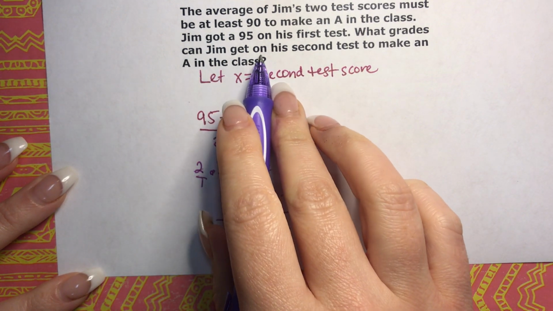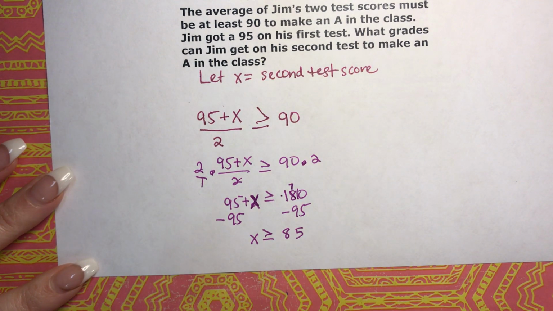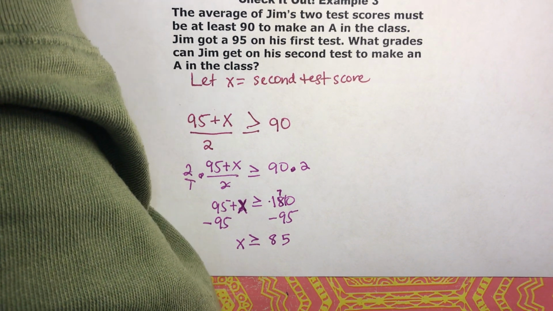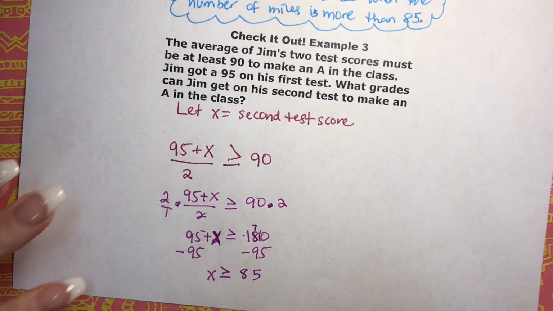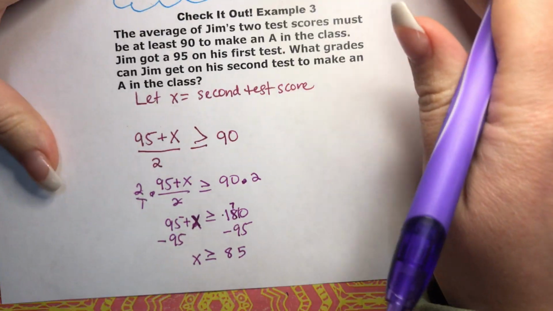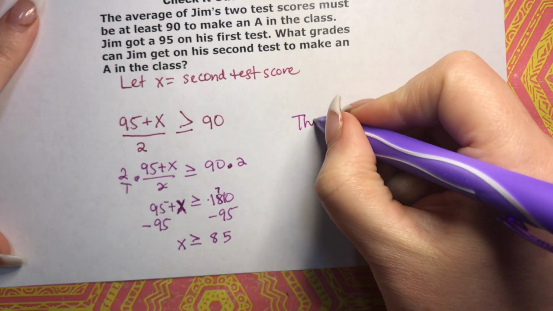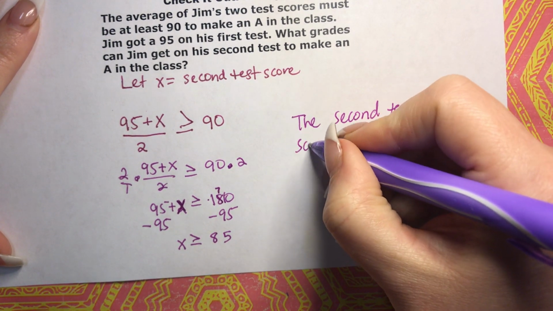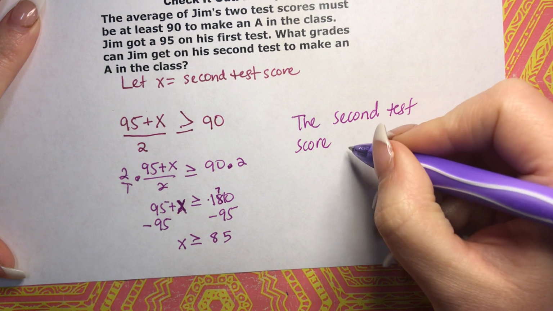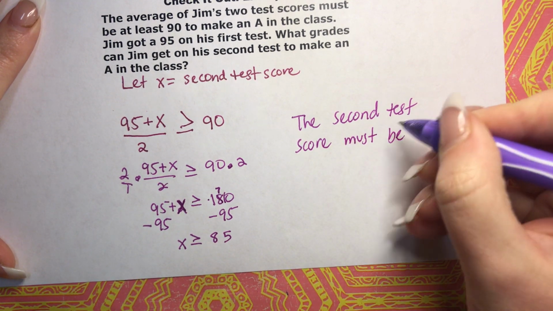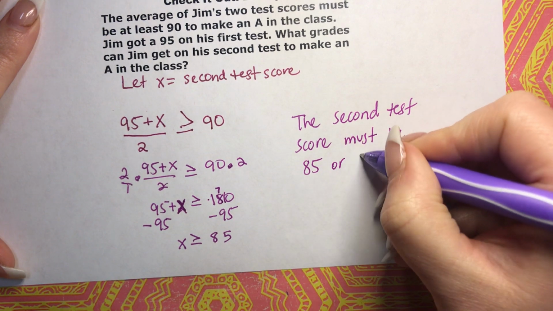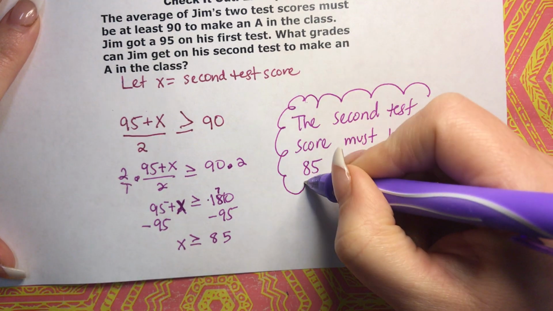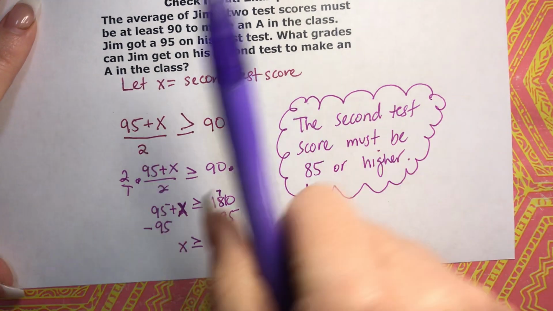So what grades can Jim get on his second test to make an A in the class? Well, the second test score must be 85 or higher. So that's how you interpret the answer and write it in a complete sentence.